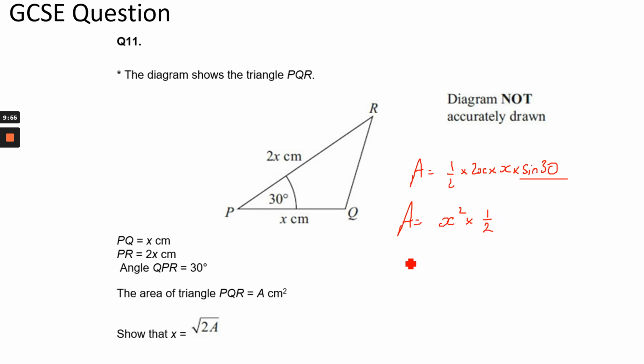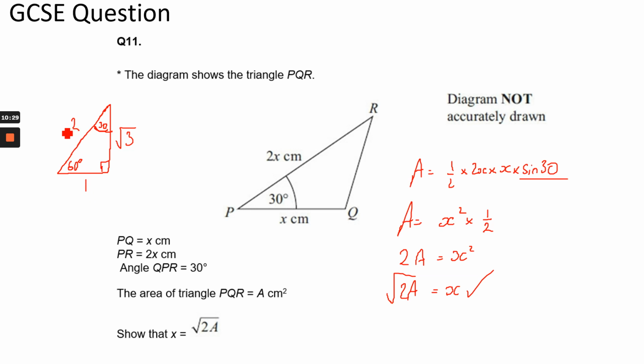So what you can do is multiply both sides by 2, and you get 2A equals x squared, and then you can square root both sides, which is why that's the answer. For those of you that have forgotten why sine 30 is a half, you should remember the exact triangles that we had. So you should have seen this before, where that's 1, that's 2. You can use Pythagoras to tell you that that's root 3. That's 60 degrees, that's 30 degrees. So sine 30 is going to be the opposite divided by the hypotenuse, which is a half.